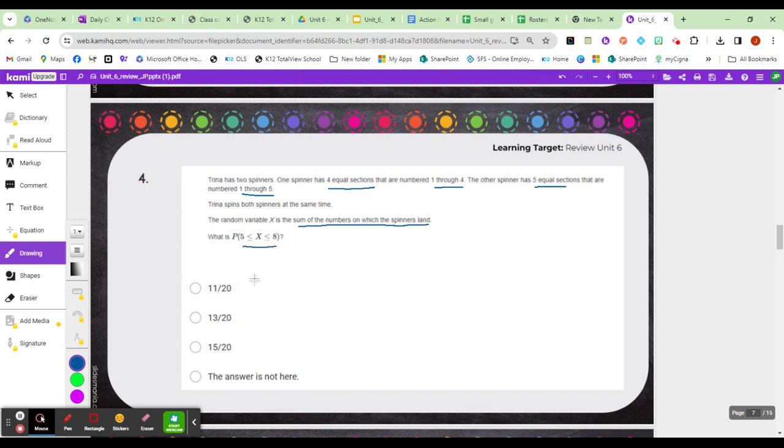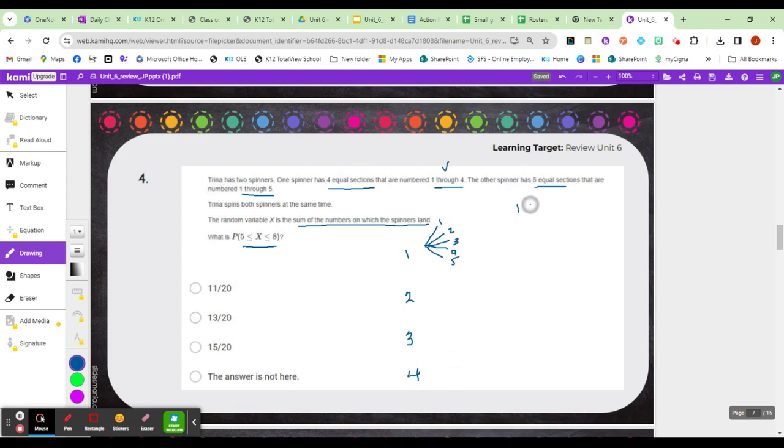Okay, so this is what I would do. I would make a tree diagram. So on my first spinner, I could get a 1, a 2, a 3, a 4, or that's it. 1 through 4 on my first spinner. My second spinner has 5 equal sections, and they're 1 through 5. So then this one's going to have 5 branches. Now I'm not going to do the tree diagram all the way down, but I'm going to write the possibilities.